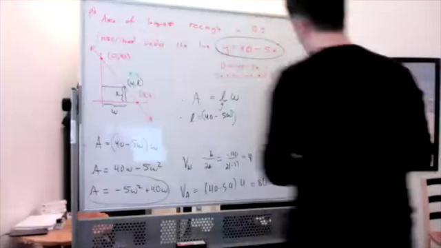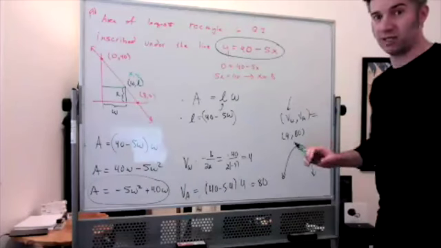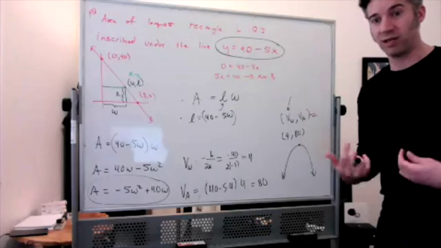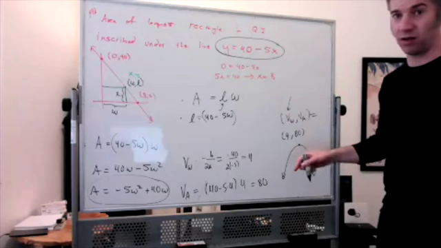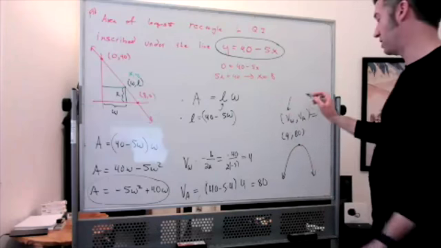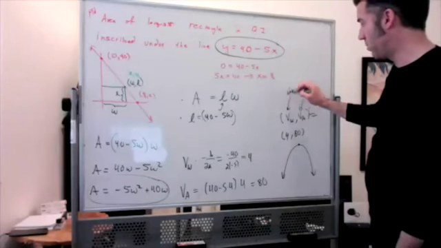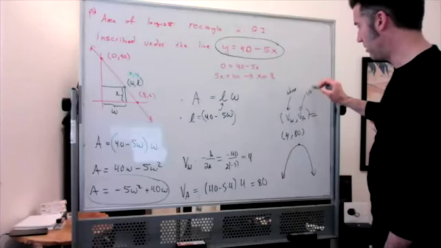So the x coordinate, or the first coordinate, is typically the where. Where does something happen? It happens at the first coordinate. What is the value? That's the second coordinate. So this is the where, this is the value.